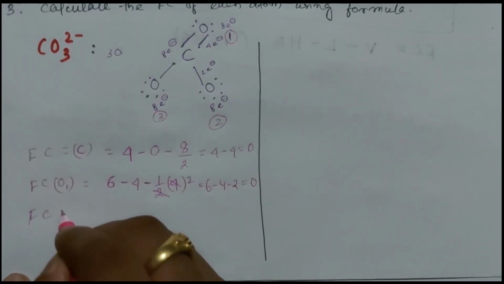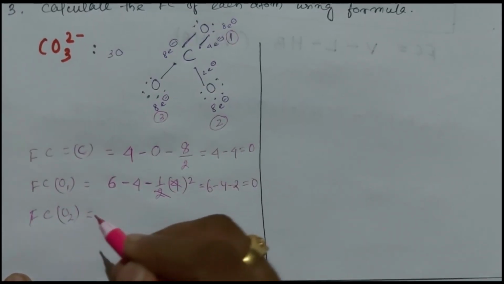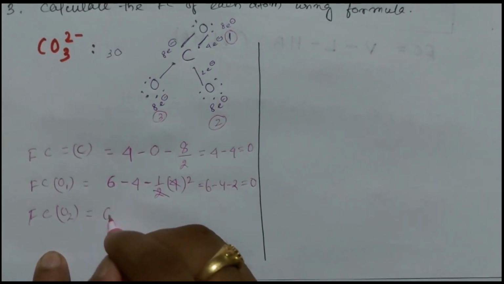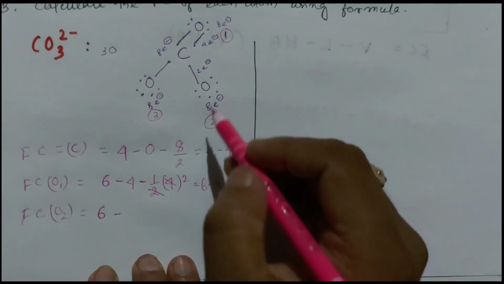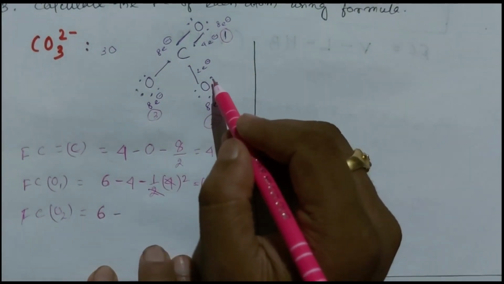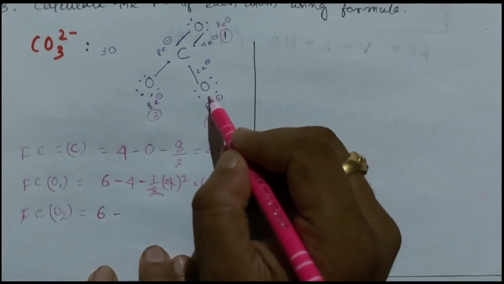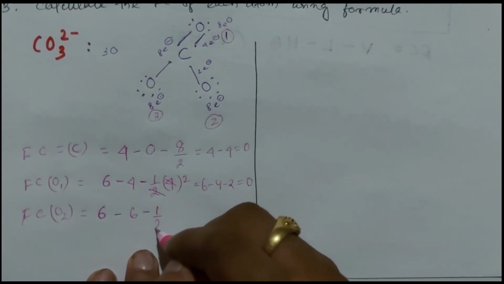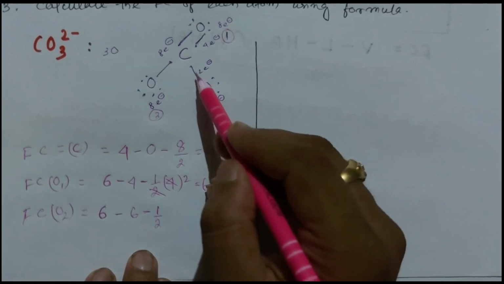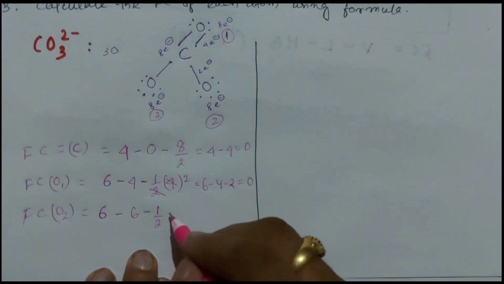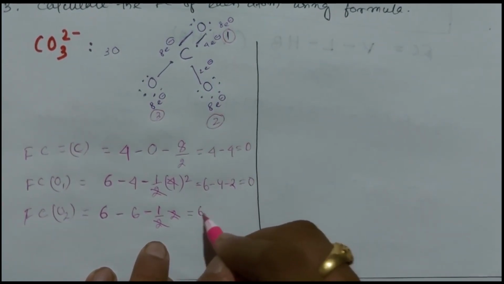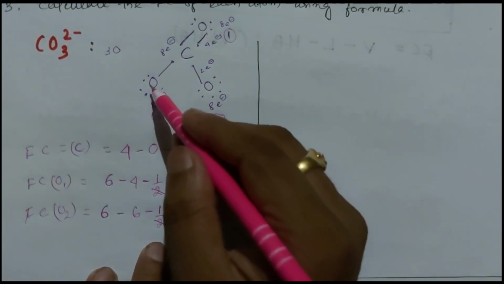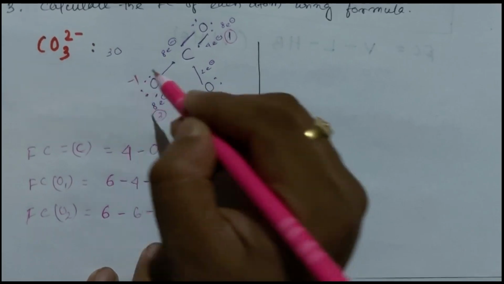Next, the formal charge of oxygen number 2. This is oxygen number 2 and its valence electrons are 6. The number of non-bonded electrons is 2, 4 plus 2, that is 6, minus half of the bonded electrons. One bond is there, therefore 2 electrons. Total is 6 minus 6 minus 1, equal to minus 1. So this oxygen has a charge of minus 1.